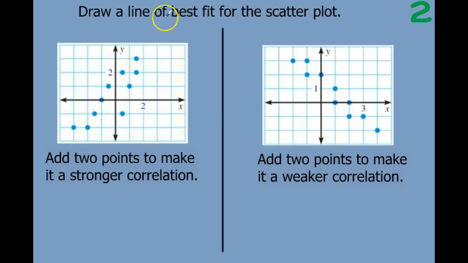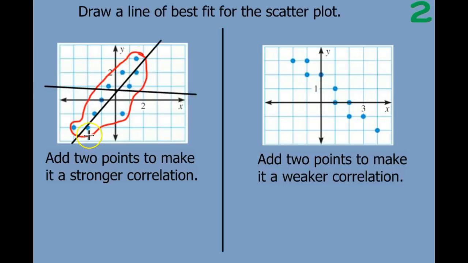So now it says draw a line of best fit for the scatter plot. We're going to do that first. So I'm going to circle my points. And generally, I would use a straight edge to figure out where are some points above and some below, and put it right through the middle of that circle. If I put a line this way with some above and some below, that's great, but that doesn't fit with our data. So I drew a line of best fit, and now it says add 2 points to make a stronger correlation.